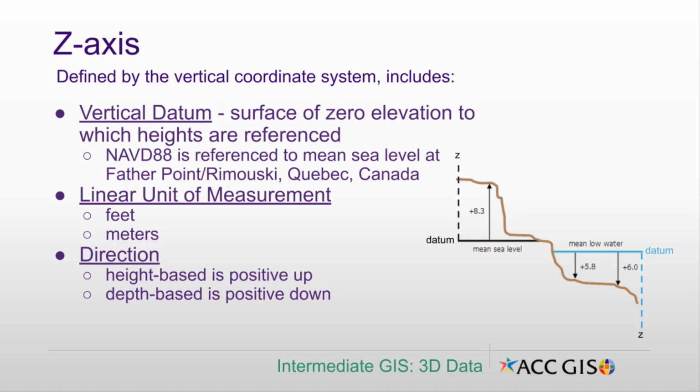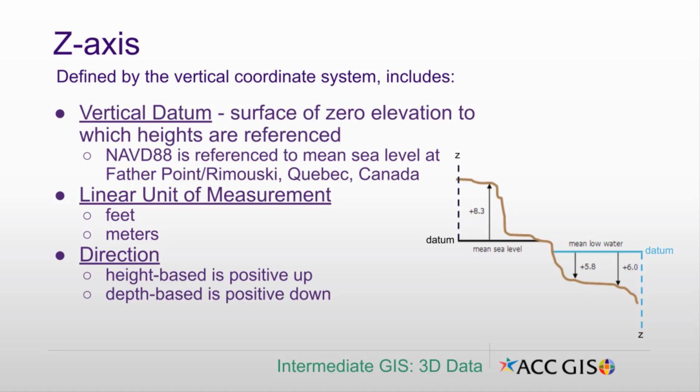A height-based vertical coordinate system is considered positive up, and a depth-based vertical coordinate system is considered positive down. And if you look at the left side of the diagram, we have a height-based positive up vertical coordinate system in which the base of the z-axis starts at the datum. In this case, it's the mean sea level. And then, of course, it's a height-based positive up. So as we increase in height, our z-value also increases.